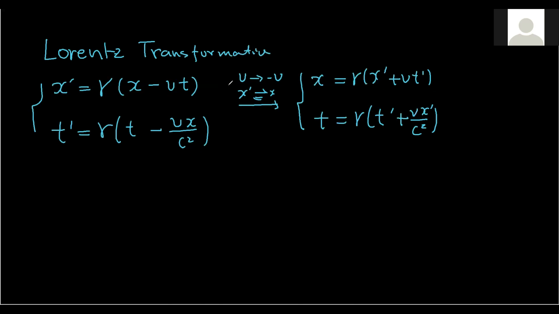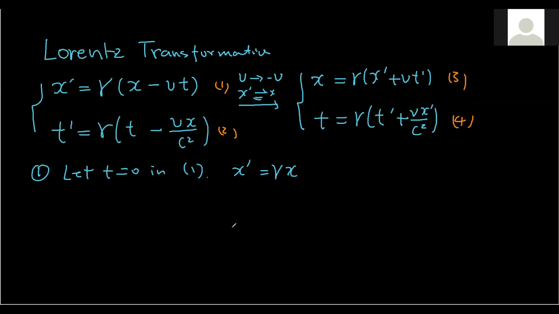Now, can we label the equations here? This is equation 1, this equation 2, this equation 3, and equation 4. Now, to talk about length contraction, we know these basic equations now. In the first place, we can set t equal to 0 in equation 1. So what do we have? We've got x prime equal to gamma x.